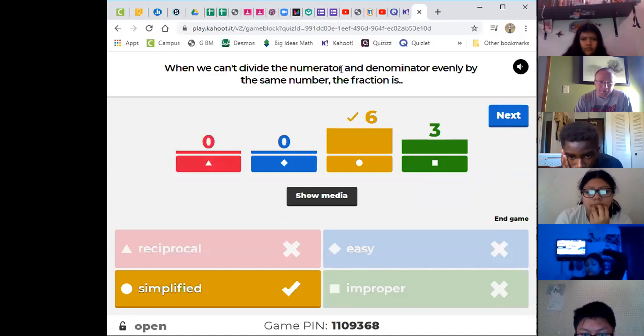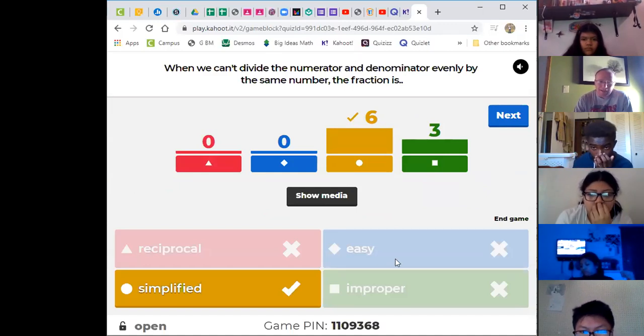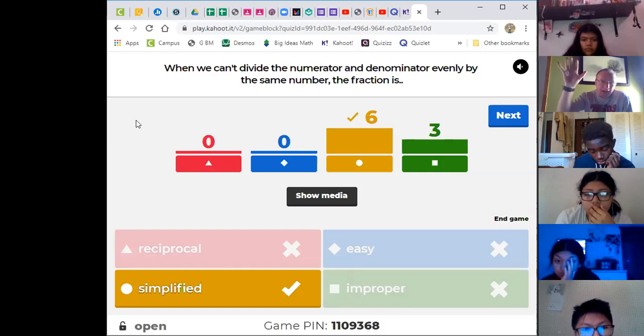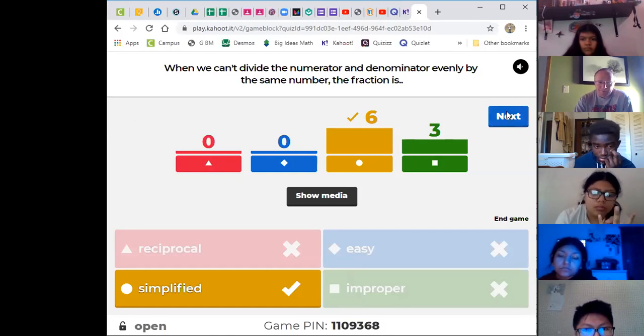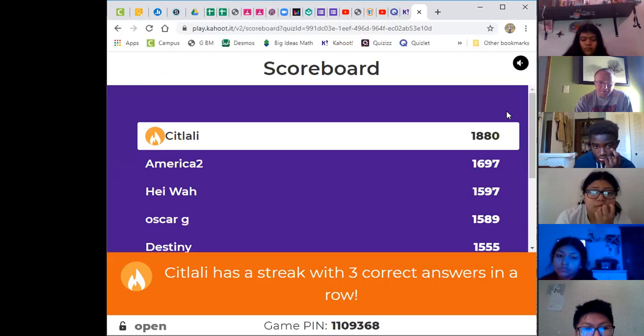Okay, so it's simplified because we can't divide by the same thing. Improper is probably the most common mistake on that one. Remember, an improper fraction, we have the larger top number than the bottom number. That's an improper fraction. Let's check out our leaderboard. Holy mollies.